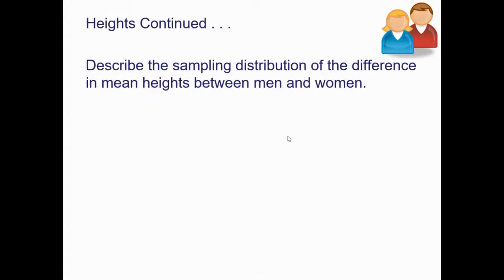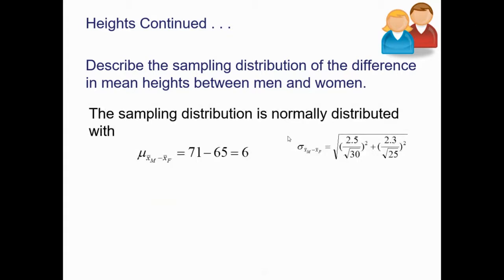Okay, so let's describe the sampling distribution of the differences in mean heights between men and women. The sampling distribution would be normally distributed, and the mean, as we saw, is 6. But how did they get 6? They did mu of x bar m minus mu of x bar f. That gave us our mean of 6.